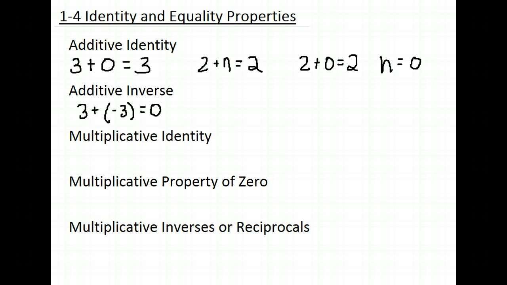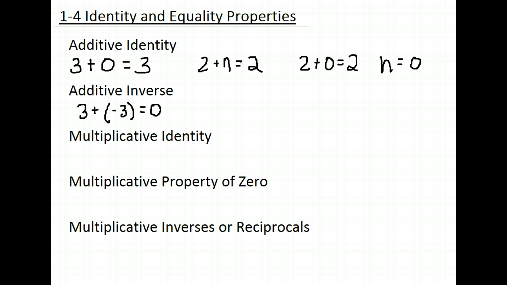So for this one, 3 plus a negative 3, on the number line you're at 3, and you add a negative 3, that would move you to the left 3 spots, so you get 0. So 3 plus a negative 3 equals 0. So that's the additive inverse.